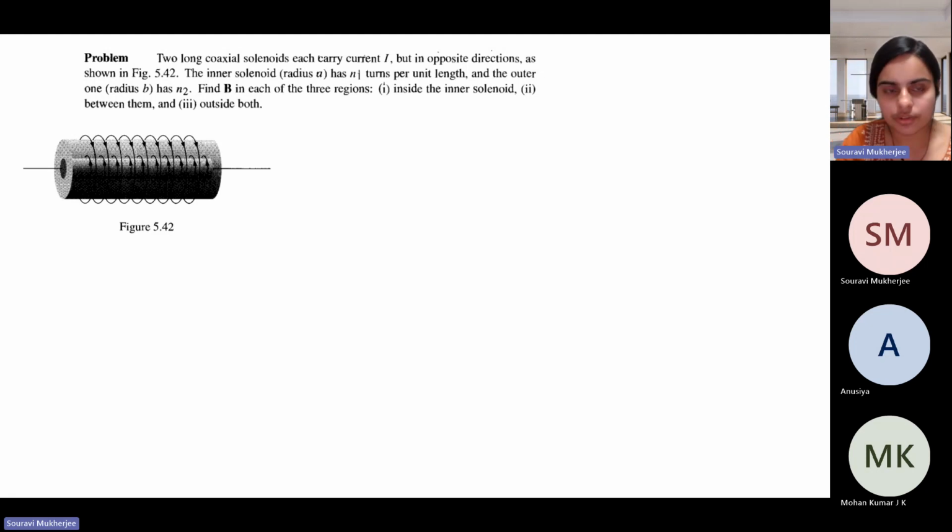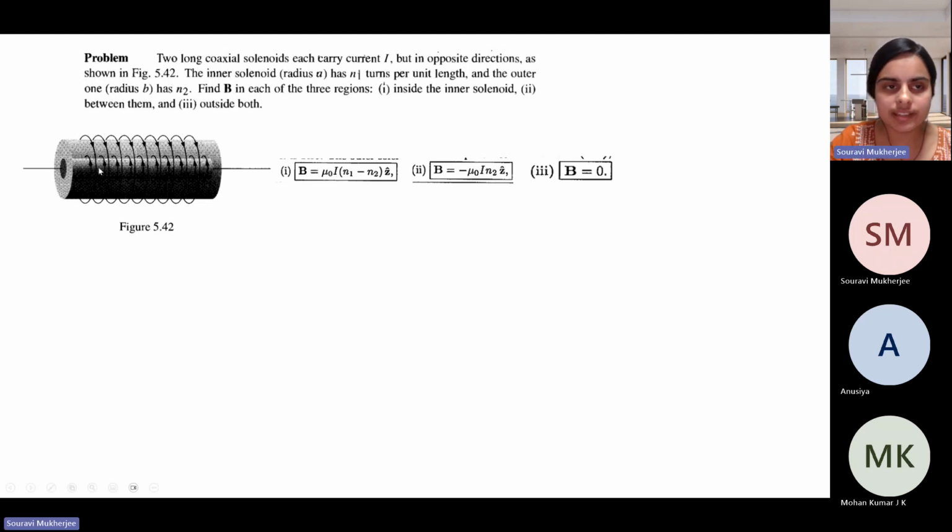It's pretty simple. One should remember that outside both, there'll be no field, right? Because we just saw that for an infinite solenoid, there's no field outside. But when it's inside the inner solenoid, there'll be a field for the first and a field for the second, and they'll be oppositely directed because the currents are flowing in opposite directions. So this is how the field should be inside the inner solenoid.